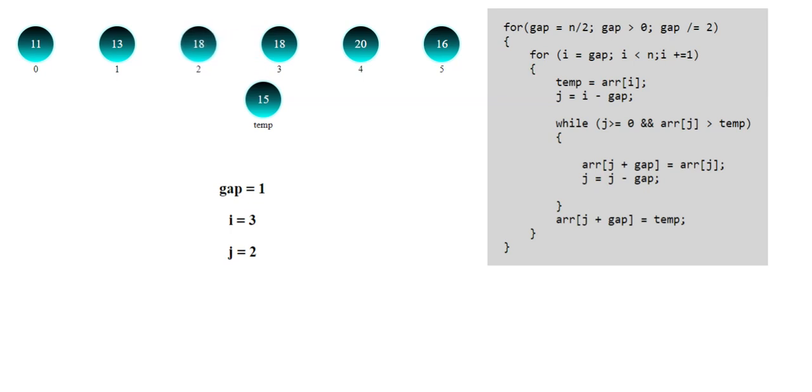When the gap equals 1, insertion sort and shell sort are the same. Since the gap is 1, shell sort is working exactly like insertion sort.